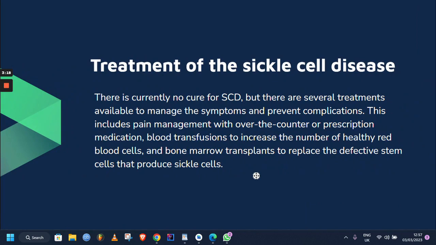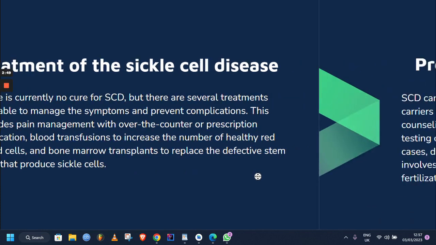Treatment of the disease. There is currently no cure for sickle cell disease, but there are several treatments available to manage the symptoms and prevent complications. These include pain management with over-the-counter or prescription medication, blood transfusion to increase the number of healthy red blood cells, and bone marrow transplant to replace the defective stem cells that produce sickle shaped cells.